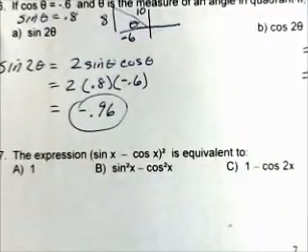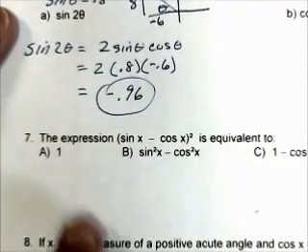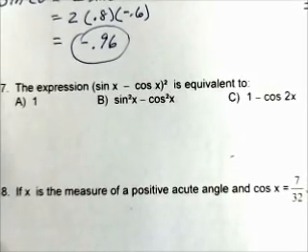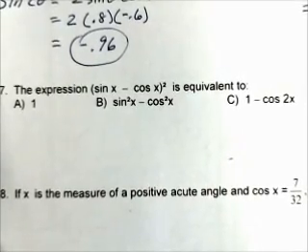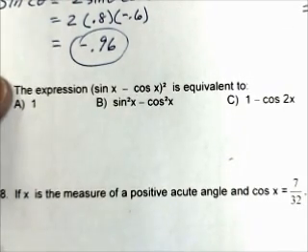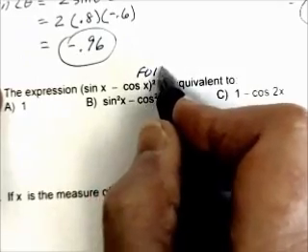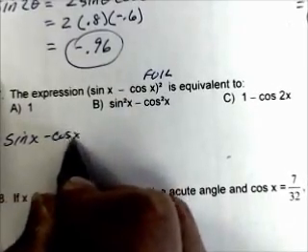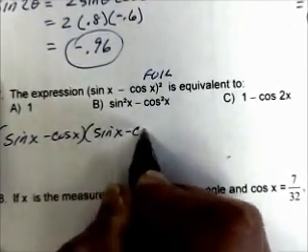Okay, and finishing up with number 7. It says the expression sine x minus cosine x squared is equivalent to, well, we don't have a formula here, so what do we do? Well, if we had x minus y squared, we would FOIL that, right? So let's FOIL this. Sine x minus cosine x times sine x minus cosine x.